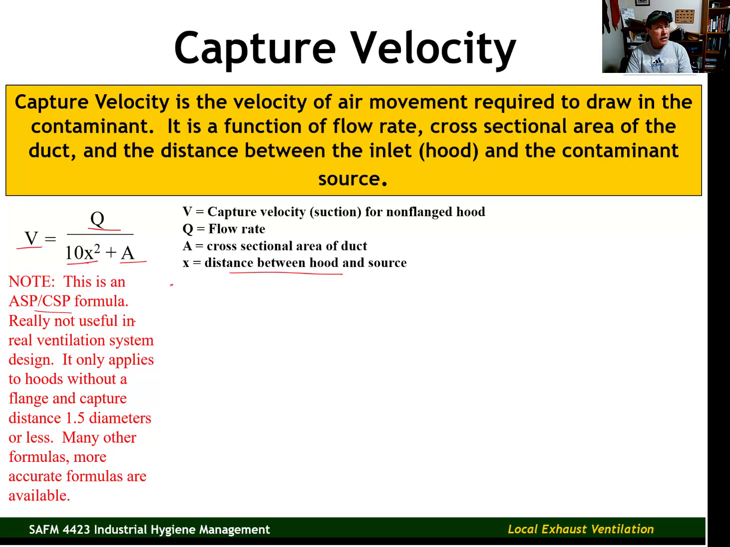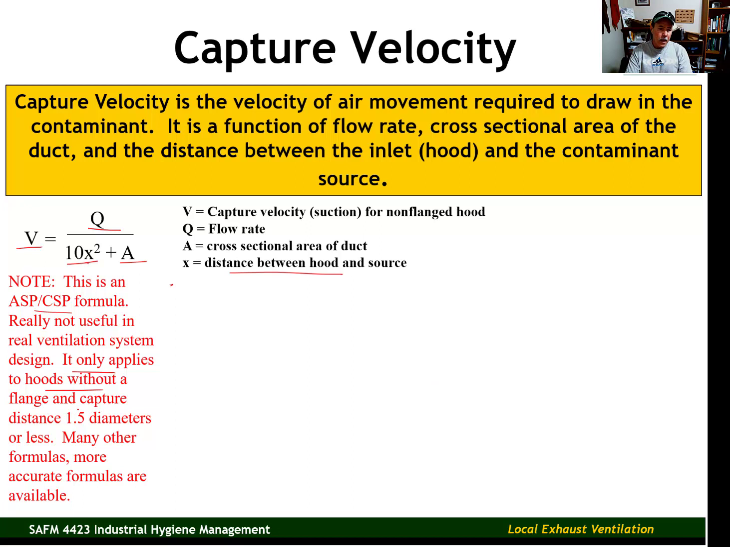This is an ASP-CSP formula, and I really question its utility in real-world ventilation settings. If you're really working with a ventilation system, it's limited in its use. It only applies to hoods that don't have a flange. Remember, we talked about flanged hoods and unflanged hoods. Most hoods are going to be flanged because flanged is more efficient for collecting the contaminant. But this formula really only applies to hoods without a flange.